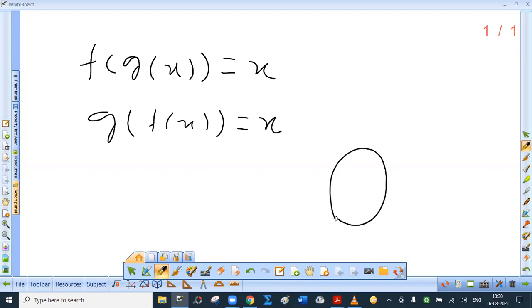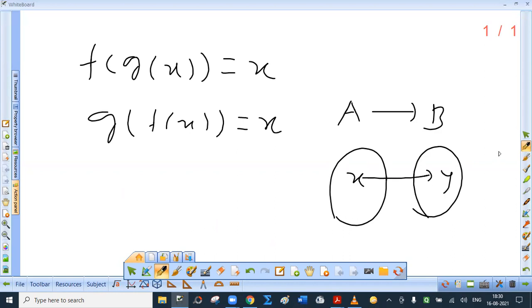This is the reason. See, A to B. From x we go to y, and from y we again come to x, right? So this is the composite of f and g. Or you may also say from y we go to x and again we come to y. So you may say f of g of y is y. But usually in the case of a function, we denote the independent variable by x and the dependent variable by y.